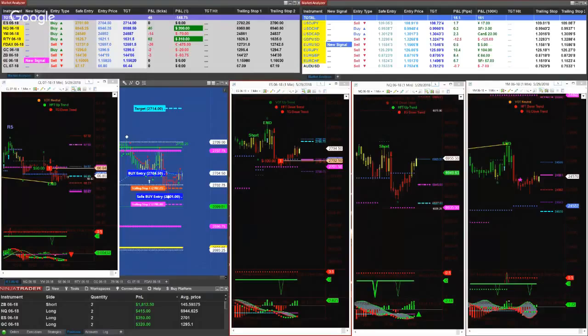We have a new signal on the 6E. The entry, you can see it from the market analyzer, 58.25, target 56.20. You can see it, new signal 6E.